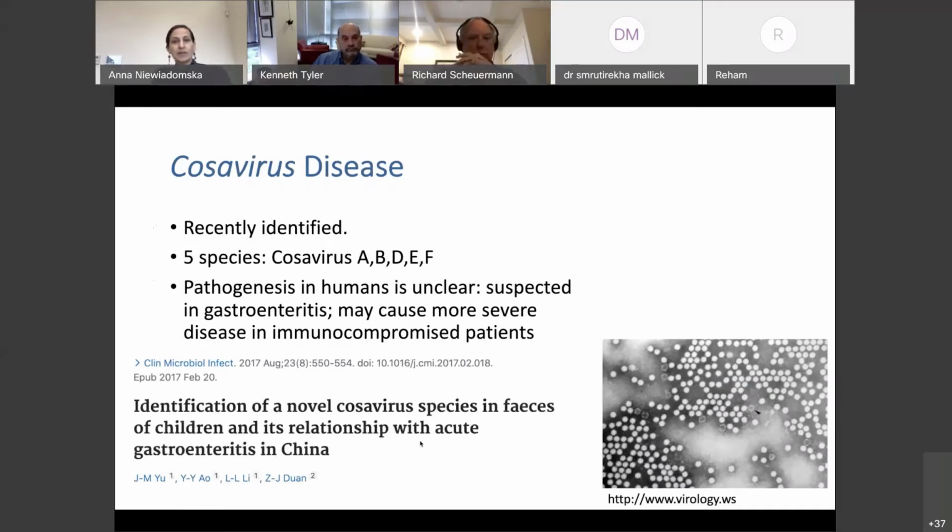Cosovirus is another recently identified picornavirus. There are 5 species that are known so far, A, B, D, E, and F. And the pathogenesis in humans is unclear. They've been isolated from patients with gastroenteritis, and it's suspected that they are the cause. And there is a hypothesis that these viruses may cause more severe disease in immunocompromised patients.